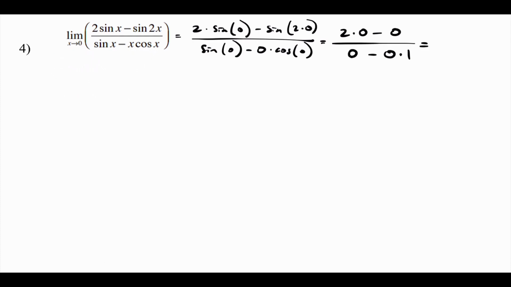Okay, so plug in 0 everywhere. Sine of 0 is 0. Cosine of 0 is 1. So 2 times 0 minus 0 on top, which is 0. 0 minus 0 times 1. 0 times 1 is 0, so I get 0 over 0. Okay? L'Hopital's rule.